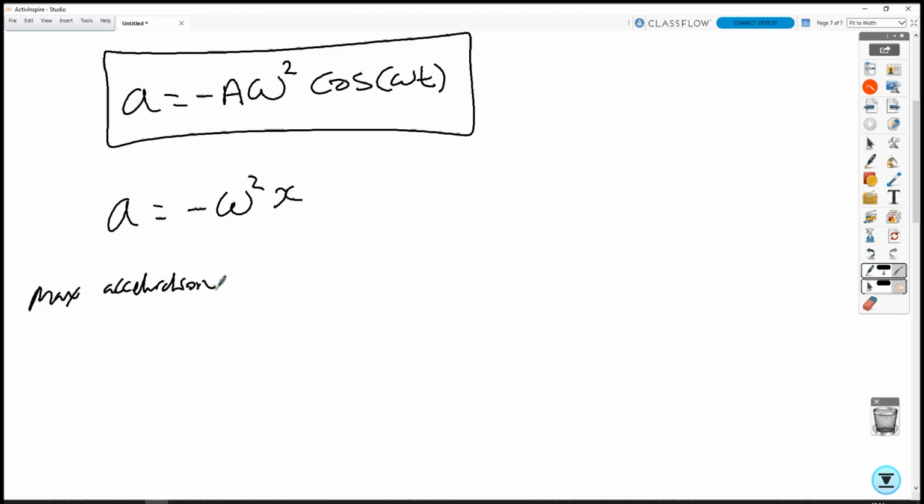Well, you could do this in several ways. Think about the definition. If acceleration is proportional to displacement, then maximum acceleration happens when you have maximum displacement. Or you could say that cos needs to be set to 1 or minus 1. Because with cos set to 1 or minus 1, we get a equals plus or minus a omega squared. And if a is equal to minus omega squared x, then that means x becomes the amplitude. So the largest acceleration happens when your pendulum or your spring is at its maximum displacement.